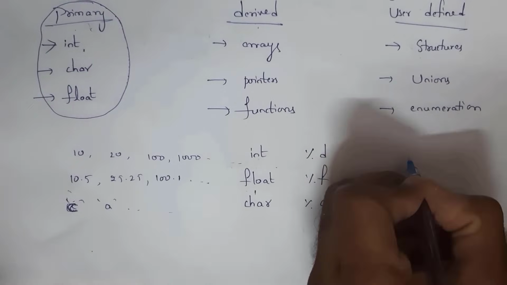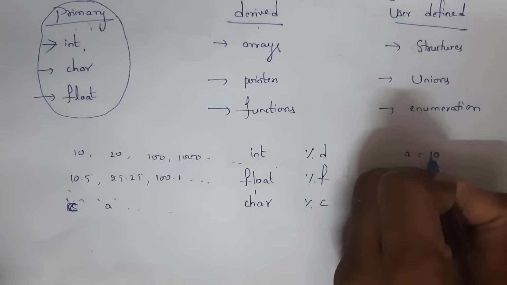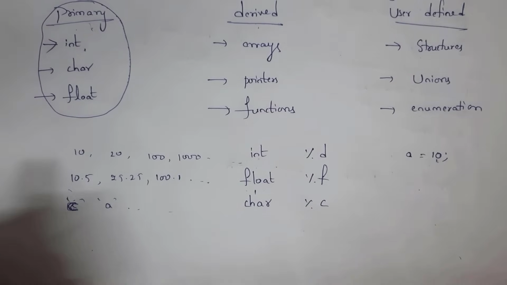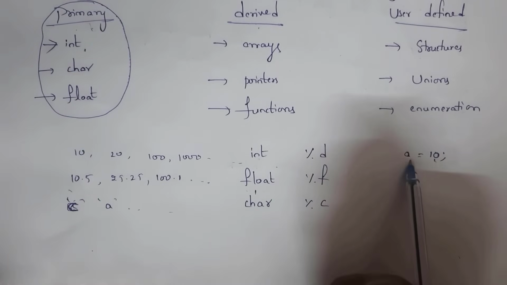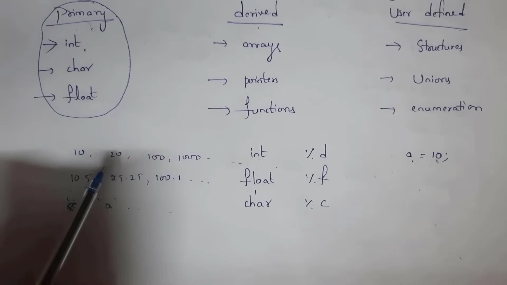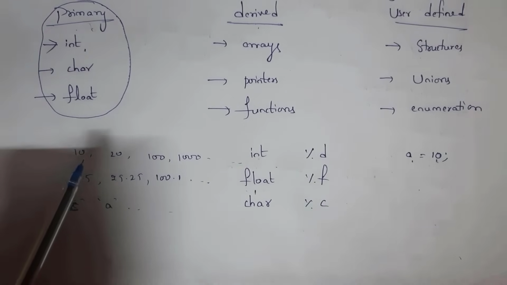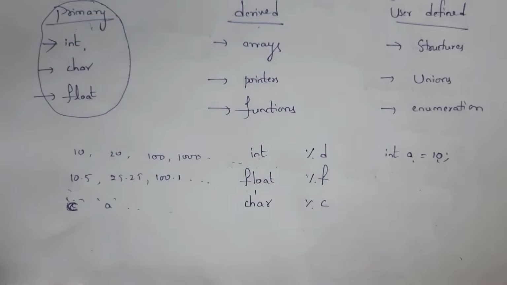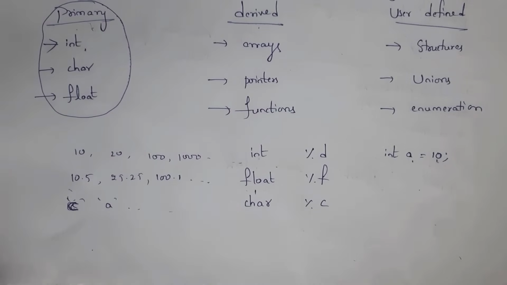Here I am taking variable name as a. I am assigning value as 10. This 10 is integer data type. For example, if you want to assign any integer values to a variable, then you need to use data type int. 10, 20, 1000, 100, all these are integer values. So you need to use data type int. Whenever you use data type int, you need to use format specifier %d. You need to remember this.